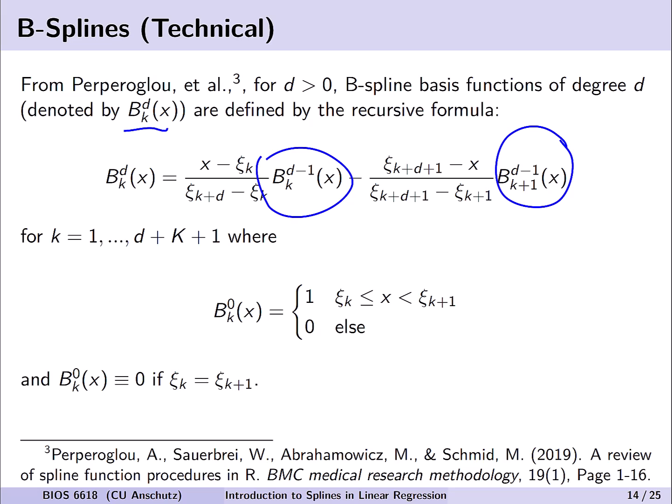Now, within this as well, we have an indicator for B sub k superscript 0 of x, and it does equal 0 if, let's say, our terms k is equal to k plus 1.